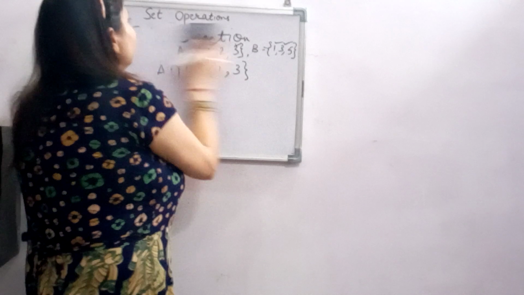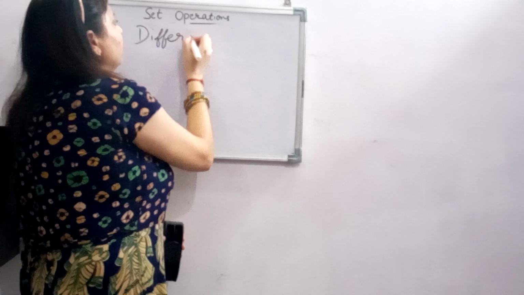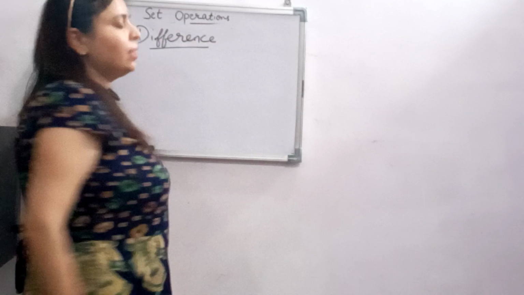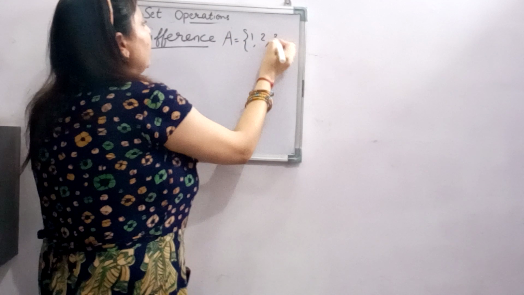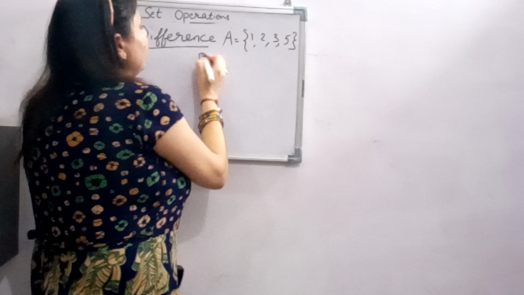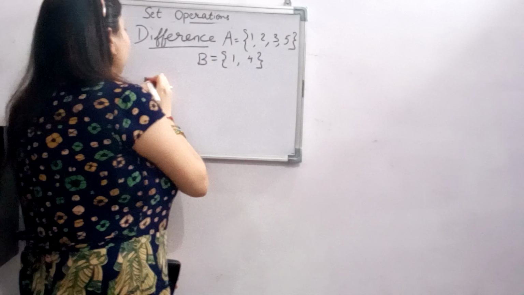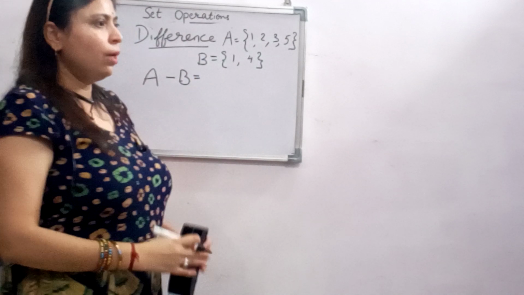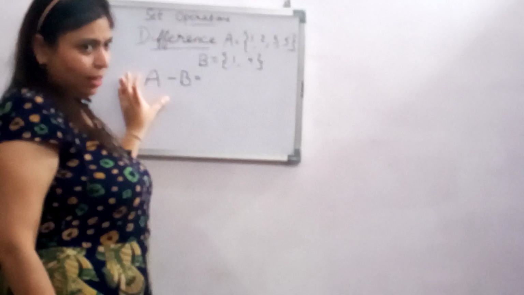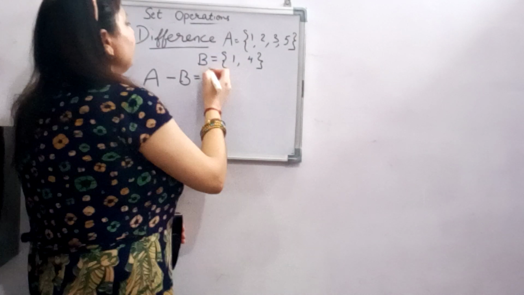Our next operation is the difference operation. What is the difference operation? Suppose A has the elements 1, 2, 3 and 5 and B has elements 1 and 4. Then the difference is denoted by the minus sign, and A minus B will contain all the elements of A which do not belong to B, that means which are left out in B.